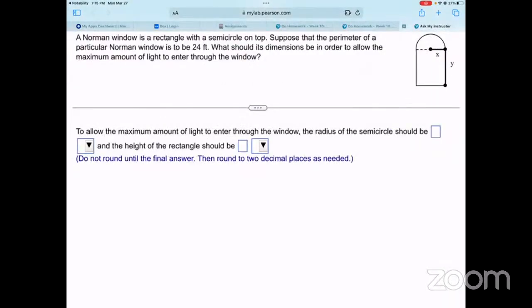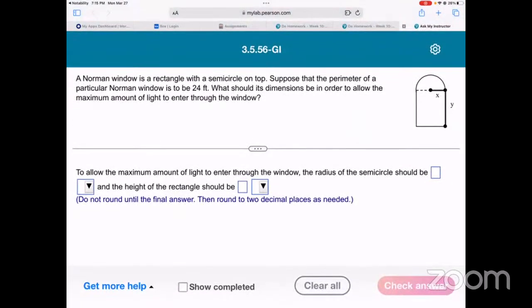So this comes from section 3.5, question 56. It says a normal window is a rectangle with a semicircle on top. Suppose that the perimeter of a particular normal window is to be 24 feet. What should be the dimensions in order to allow the maximum amount of light to enter through the window? So we have our perimeter, and it sounds like we want to maximize the area, right?